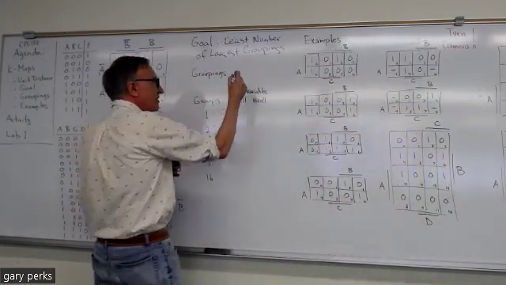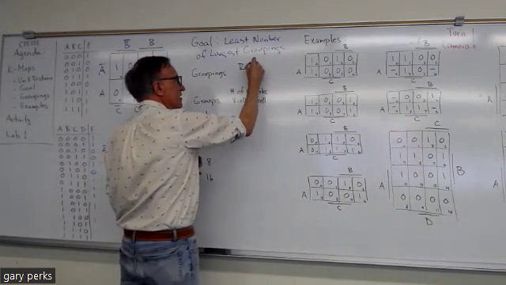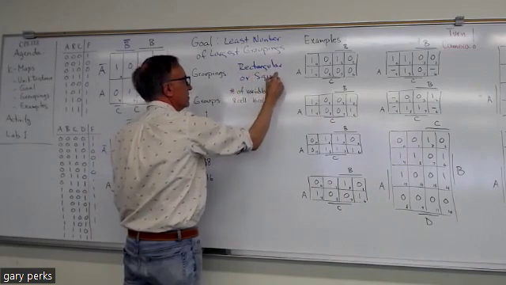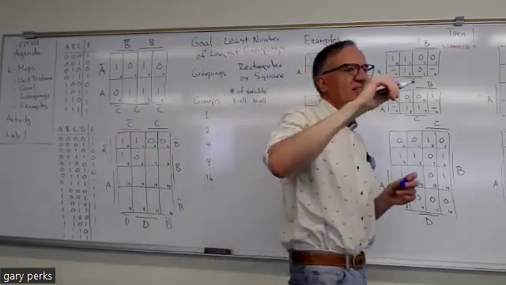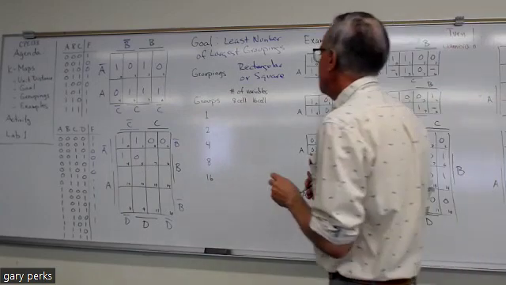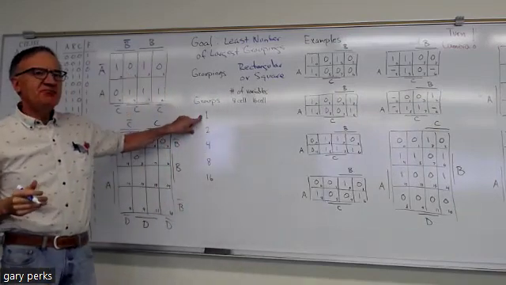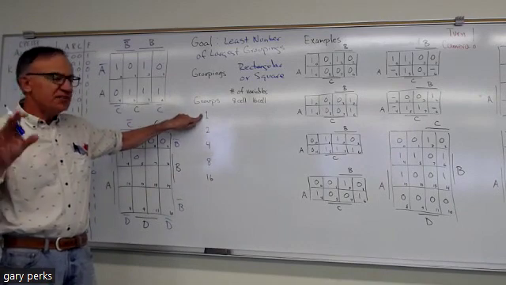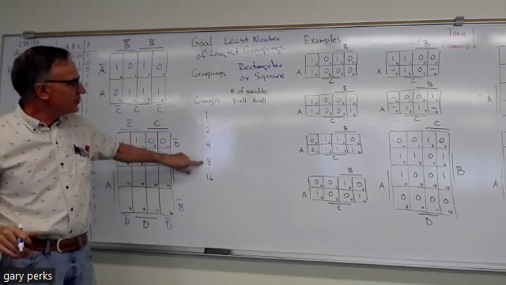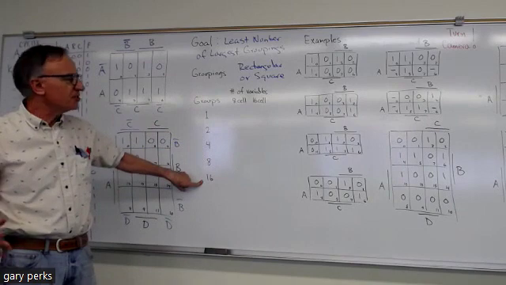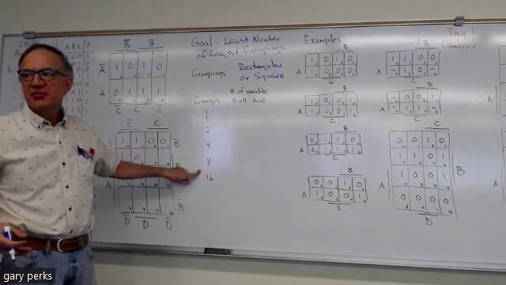Now, the groupings have to be either rectangular or square. You can't have diagonal groupings or irregular shape groupings. Also, the groups have to be in whole number powers of 2. So you can have a group of 1, a group of 2, a group of 4, a group of 8, a group of 16. You can't have a group of 3, a group of 6, or any other number other than these.